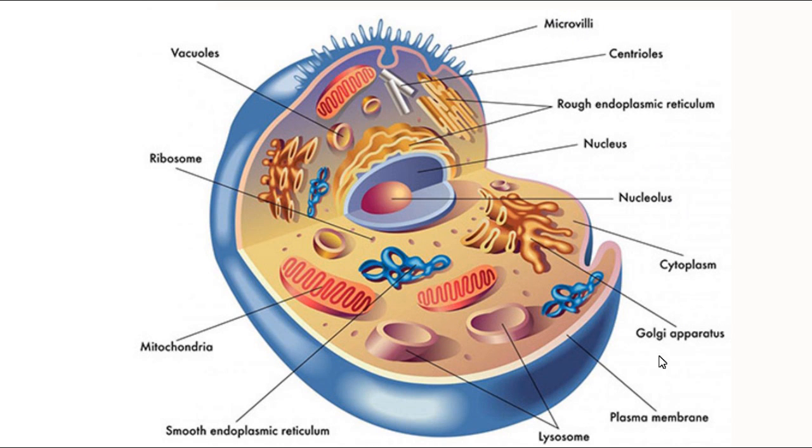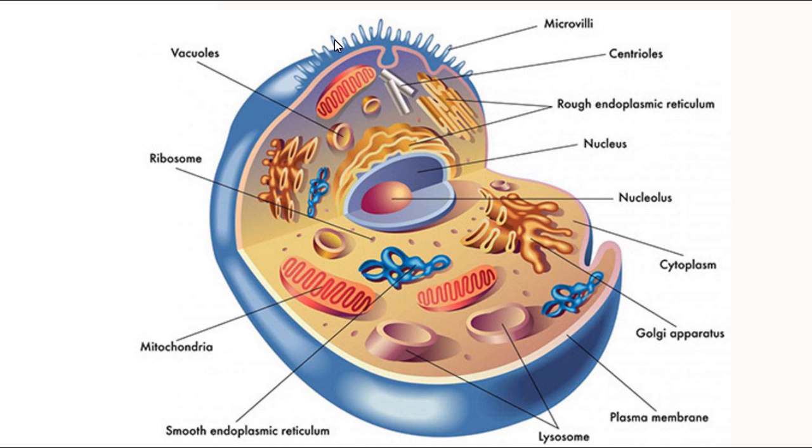functions. We'll start off with the plasma membrane, also known as the cell membrane, and it runs all along the outside of the cell. It's semi-permeable, which means it only allows certain substances to go in and out of the cell. Up here we have these little protrusions outside of the cell membrane. These are called microvilli, and they increase the surface area of the cell and therefore help with secretion and absorption of substances.